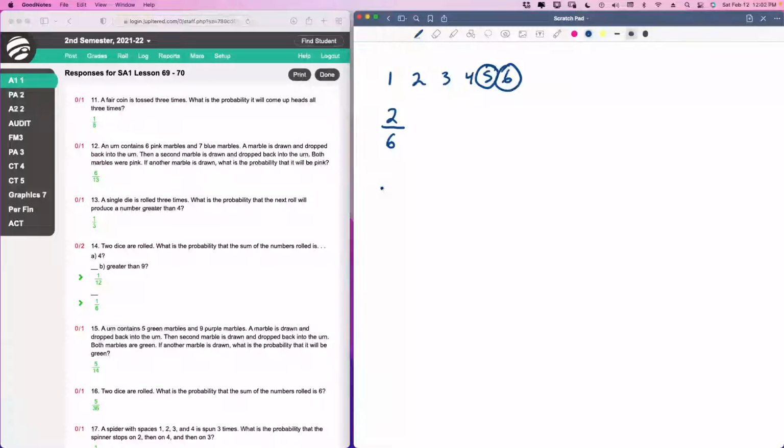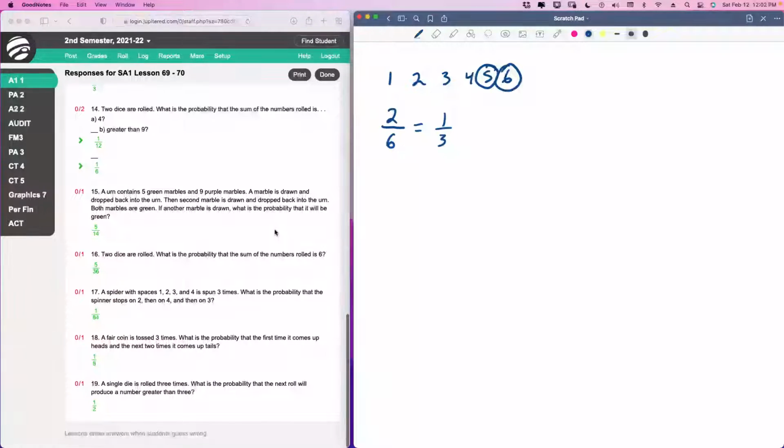And this is true in math, regardless of which subject you're in, whenever you have a fraction, reduce it. If you can reduce it, reduce it. So our probability that the die when it's rolled will be greater than 4 is 1 out of 3. All right, that's the answer to 13.